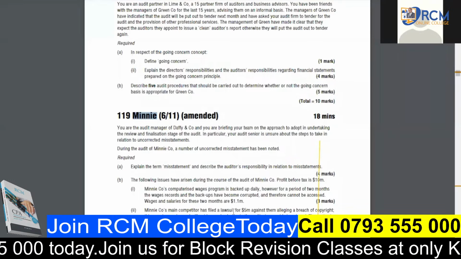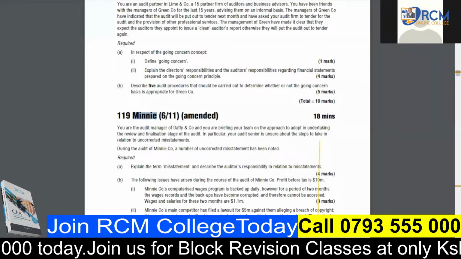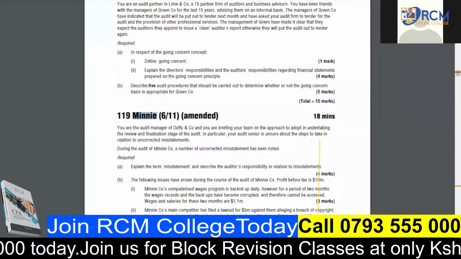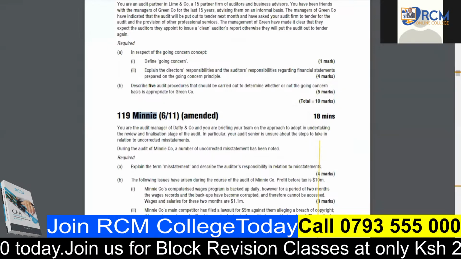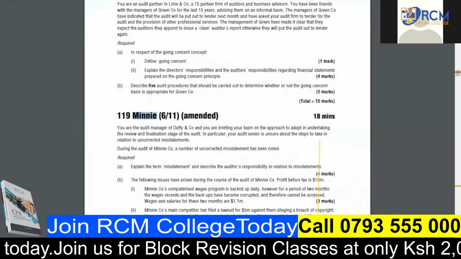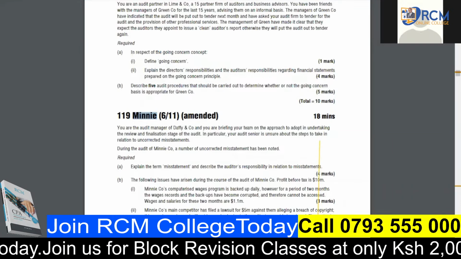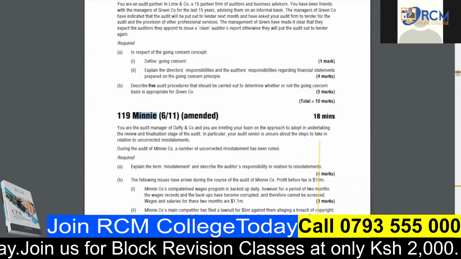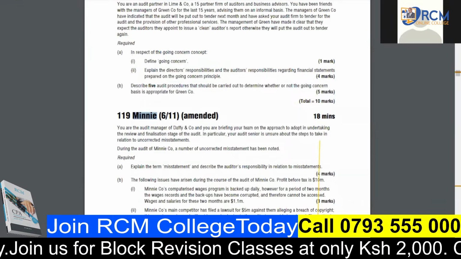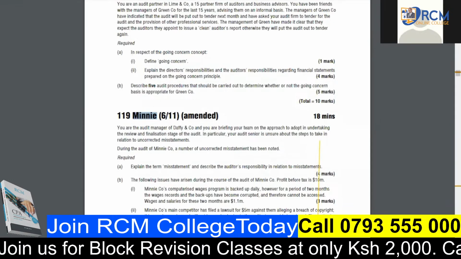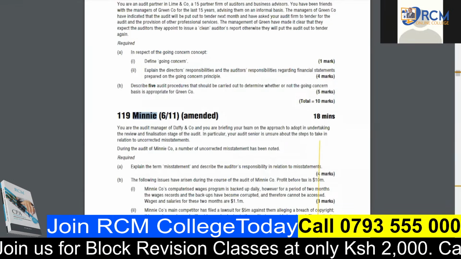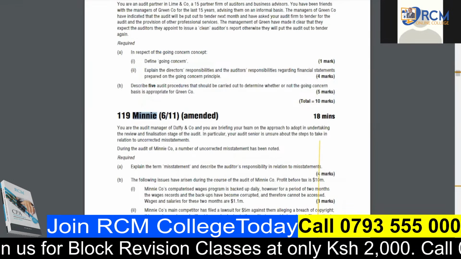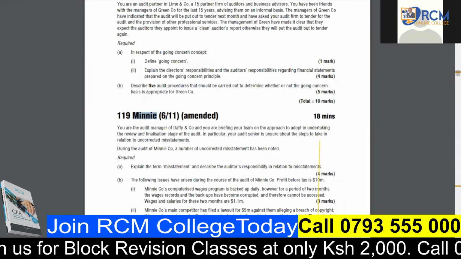So Mini company's competitor filed a lawsuit of $5 million against them, alleging a breach of copyright. This case is ongoing and will not be resolved prior to the auditor's report being signed, right? So no problem. Even if you say no problem, have you disclosed it in the financial statements? I'll have to check the disclosures. The matter is correctly disclosed as a contingent liability.